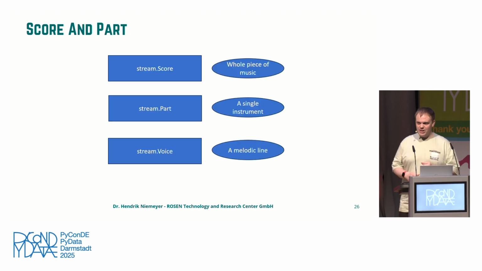There's also a hierarchy of stream objects, so you can create a score, a part, or a voice, or a measure. These are subclasses of stream, and you can use them in more complex musical work to represent a hierarchy of musical objects, score being your whole music, part being, for example, an instrument, and voice being one voice in the instrument if you have a polyphonic instrument.